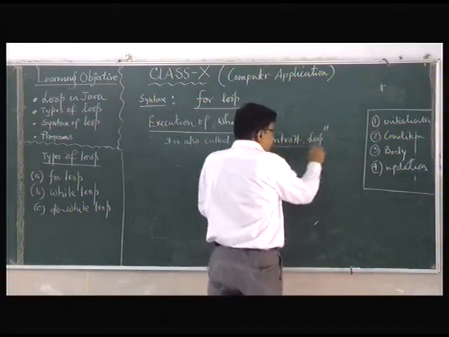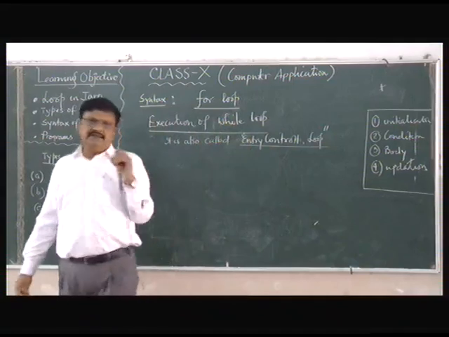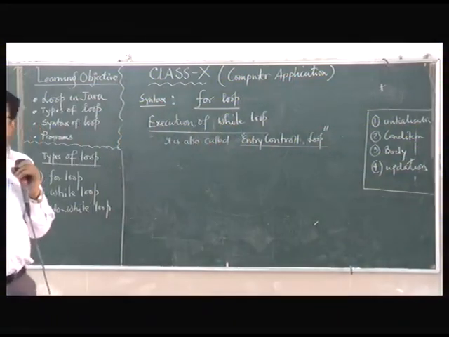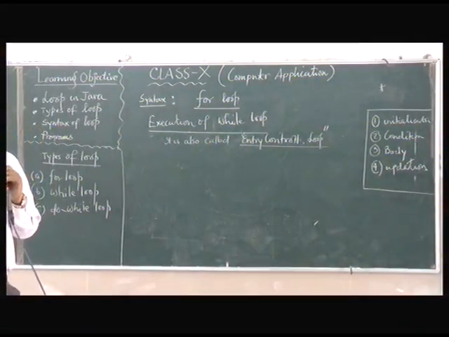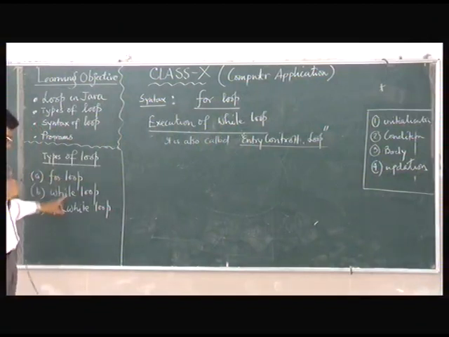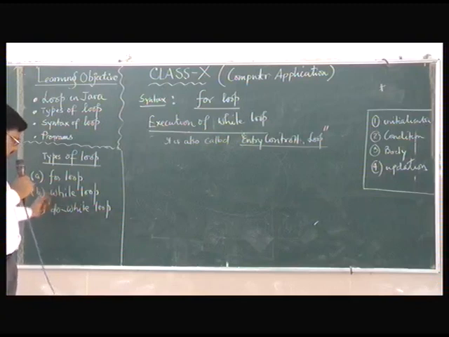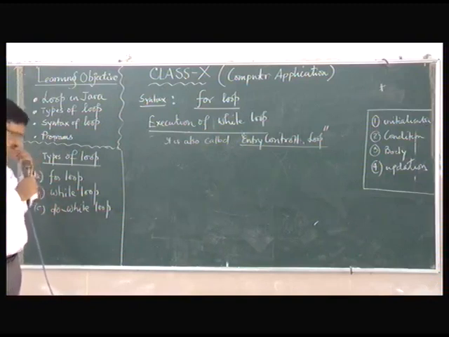Why is it called an entry control loop? Here also we check the condition at the entry point only. Yes, clear? For loop, entry control loop; your while loop, entry control loop; but do while is called an exit control loop, because it checks the condition at the exit point only. That we'll discuss when we get to that part.